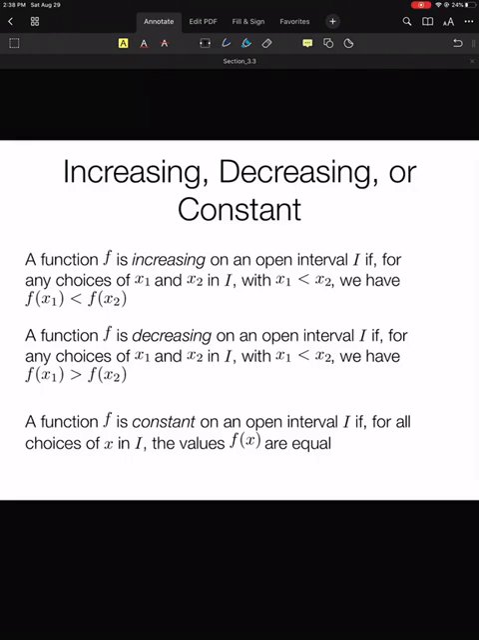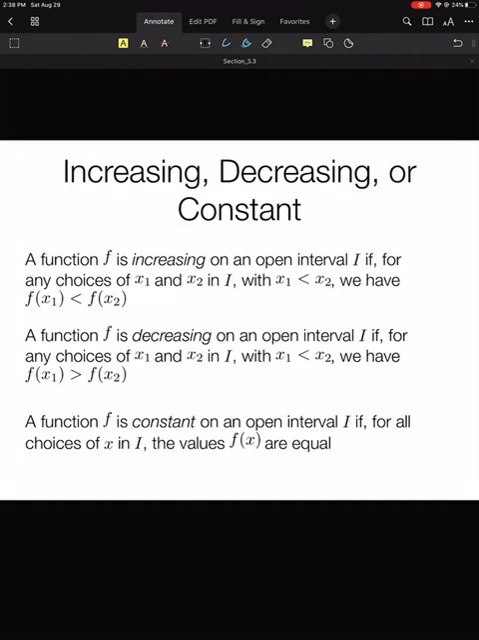Hi everyone. In this video we're going to continue on with section 3.3, which is properties of functions. Last time we talked about the evenness or oddness of a function. This time I'm talking about if a function is increasing, decreasing, or constant. Okay, and so I think we all have a decent idea of what the words increasing, decreasing, and constant mean.